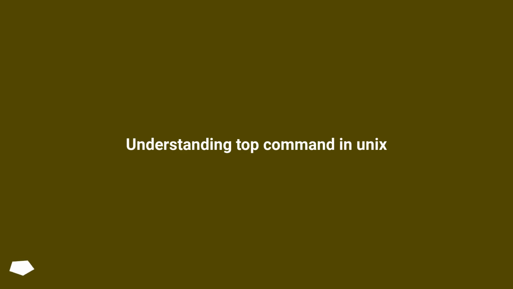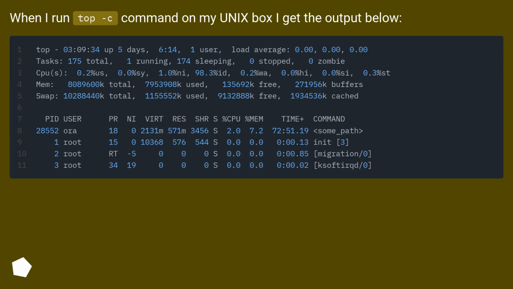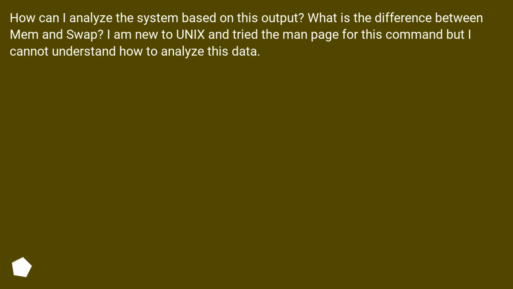Understanding the top command in Unix. When I run the top -c command on my Unix box, I get the output below. How can I analyze the system based on this output? What is the difference between mem and swap? I am new to Unix and tried the man page for this command, but I cannot understand how to analyze this data.